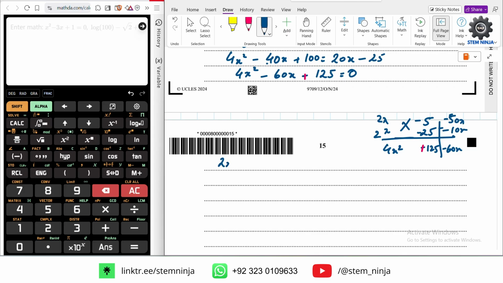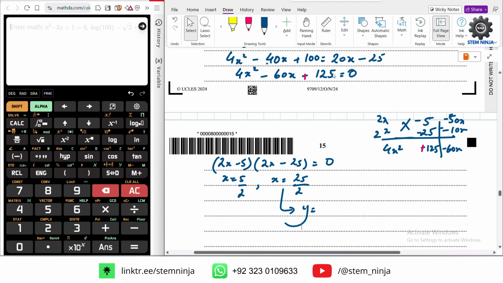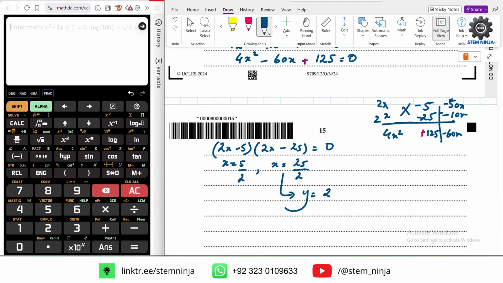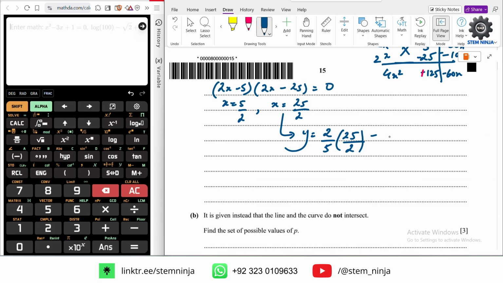So you have now 2x minus 5, 2x minus 25 equal to 0. So either x is 5 over 2 or x is 25 over 2. So that means we need to follow through this. y equals kx plus p. So k was 2 over 5, x is 25 over 2, p was minus 1 over 2. So 2 gets cancelled, 5 times 5. 5 minus 1 over 2 is 9 over 2.